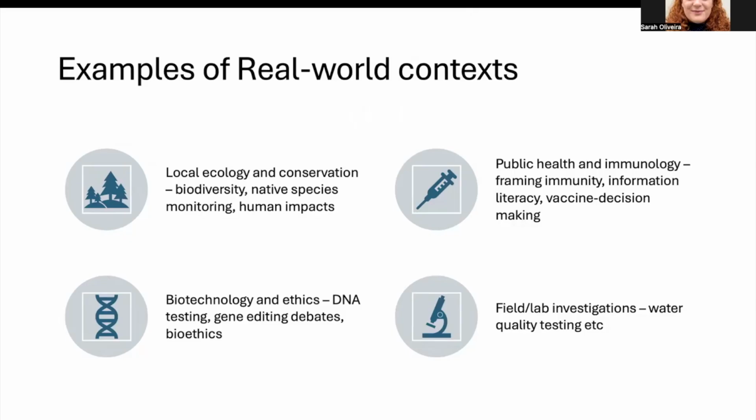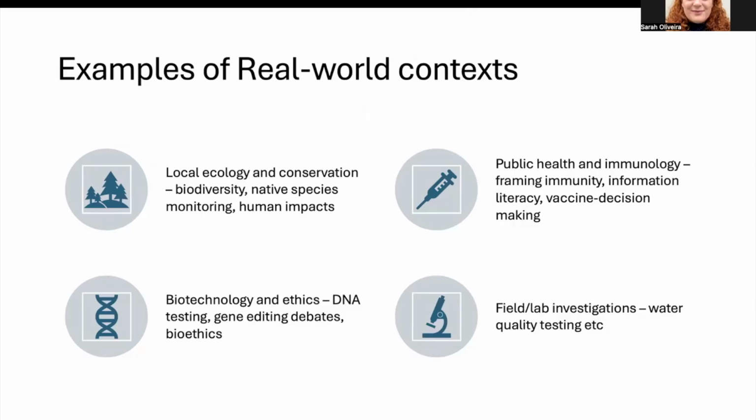And then public health and immunology. This one's pretty easy to do because of the socio-scientific aspect of it. So any of the immunology or vaccine framing information around vaccination, anything that's even somewhat controversial, I find the vaccine stuff is very controversial. And that invites that conversation around social and ethics that becomes a very real world context.